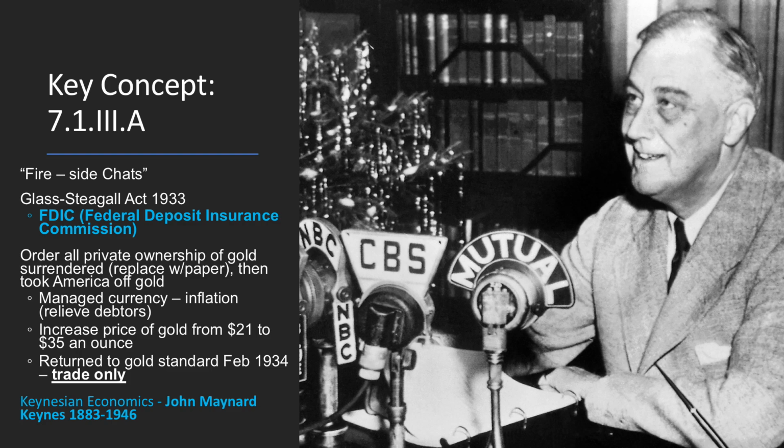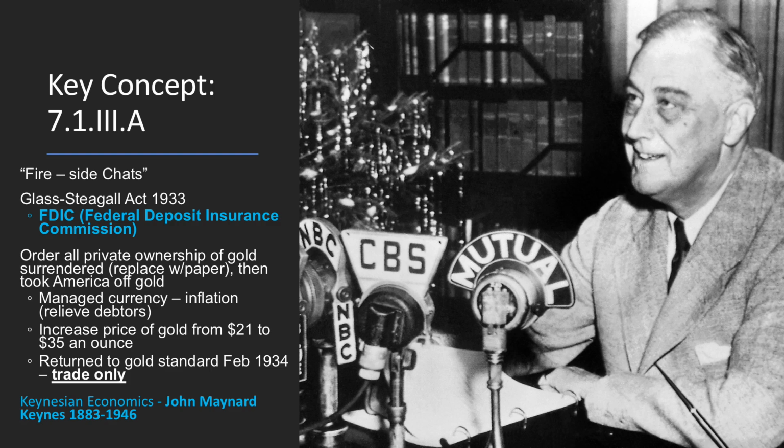He's going to order all private ownership of gold to be surrendered. No more gold. He officially takes the United States off of the gold standard and replaces it only with paper dollars. He called this his managed currency. Inflationary policy. If you go back to the Populist Party, that's kind of what he's doing here. This will relieve debtors. He increases the price of gold in the United States from $21 to $35 an ounce. We returned to a gold standard in 1934, but notice I highlighted here, for trade purposes only. The United States people weren't allowed to buy things in gold anymore.